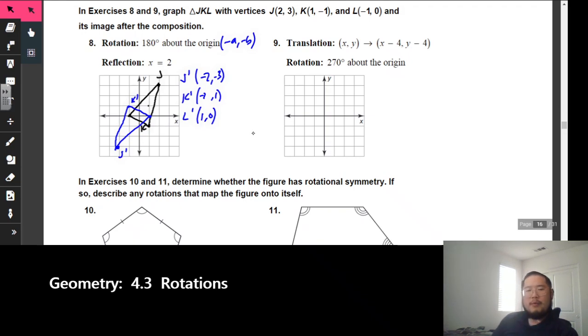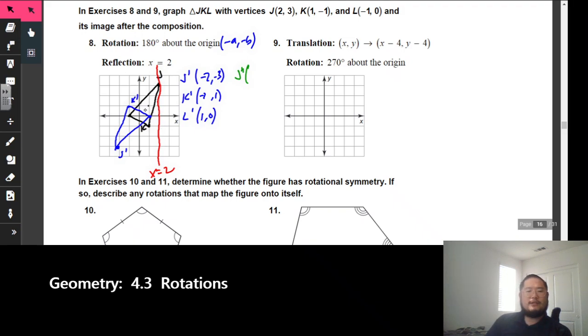Then finally, we are going to take these points right here. We're not going to take the original points because remember, this is a composition. When it's a composition, it's around several points, and x is equal to 2 is this wonderful red line right here. That is the equation for x is equal to 2, a vertical line. So lastly, we have J double prime, and we're going to take this and reflect it across the red line.